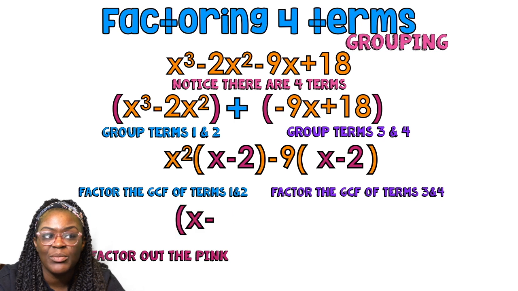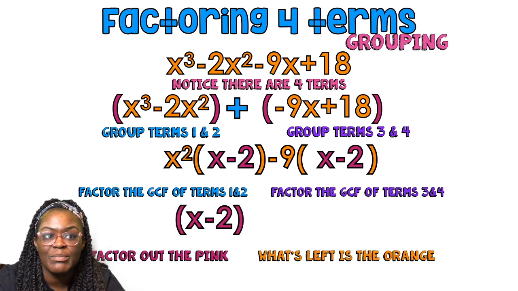So I'm going to factor out the pink or the red, magenta, whatever color that is. And then I'm going to figure out what's left, which is the orange, x squared minus 9.